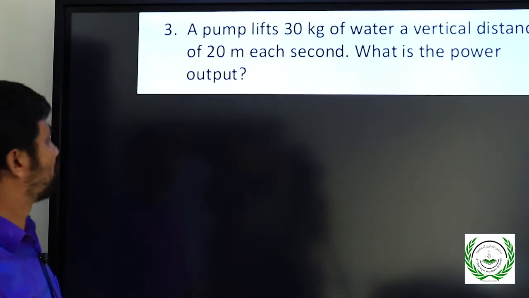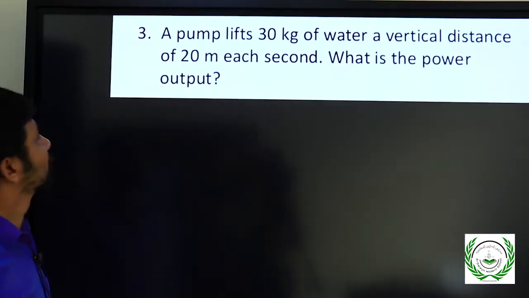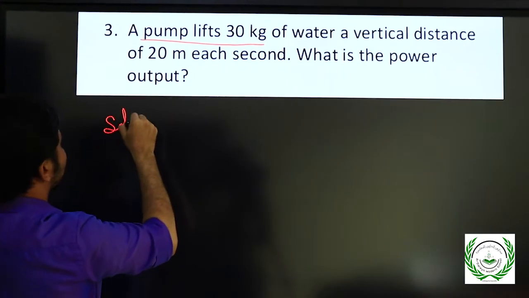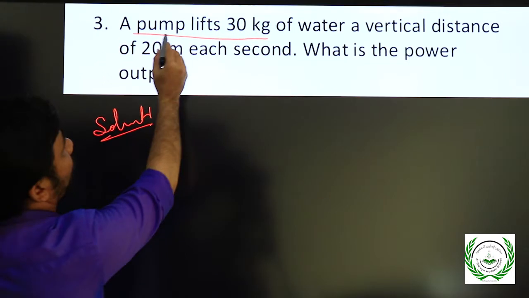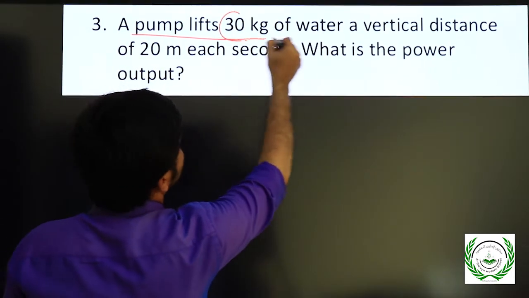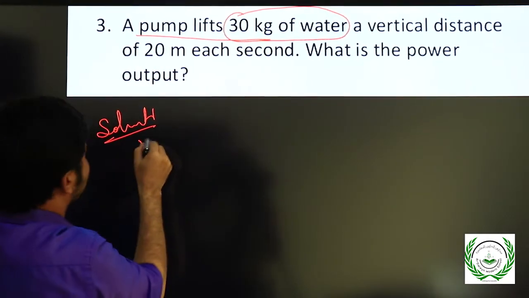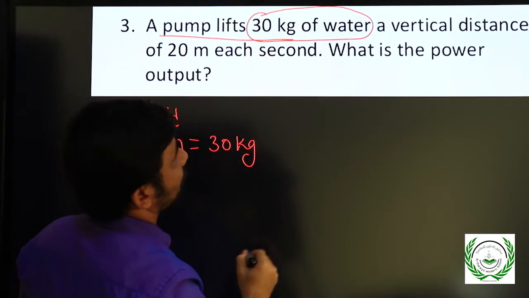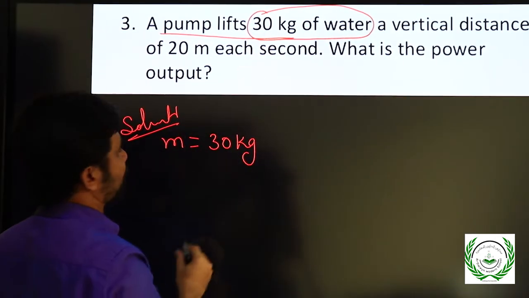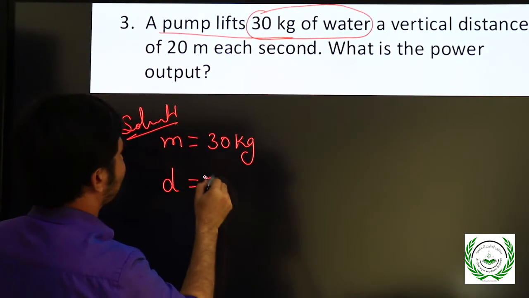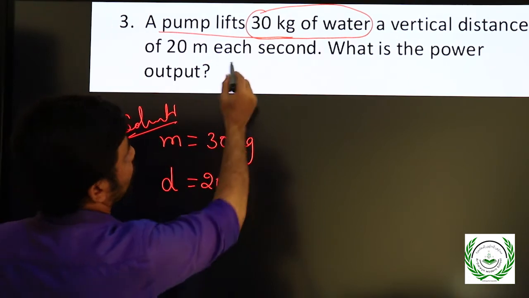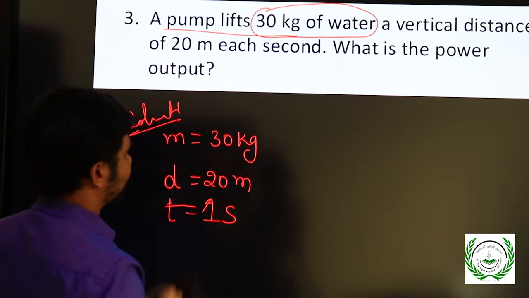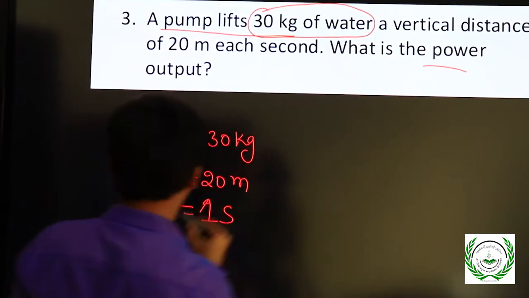Let's go for the next problem. A pump lifts 30 kg of water. It tells about the mass. Mass is 30 kg. A vertical distance of 20 meters. Distance is how much? 20 meters. Each second, means time, how much? 1 second. And it is asking to find the power.